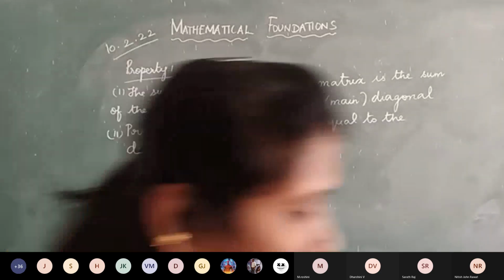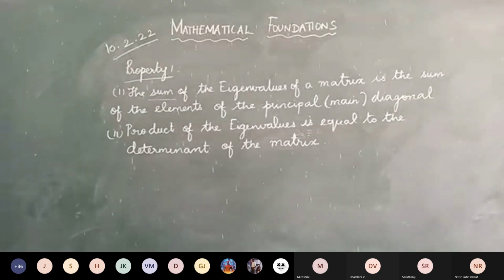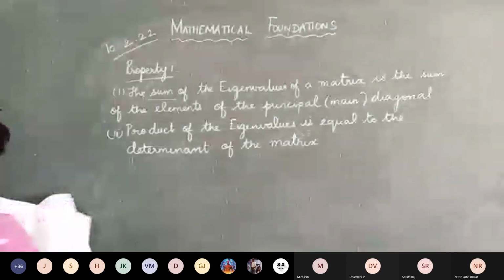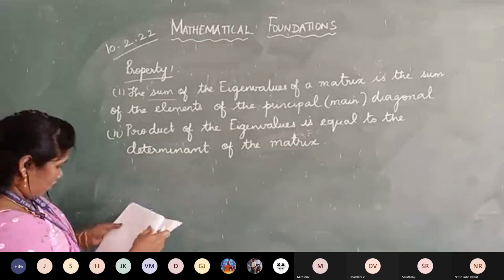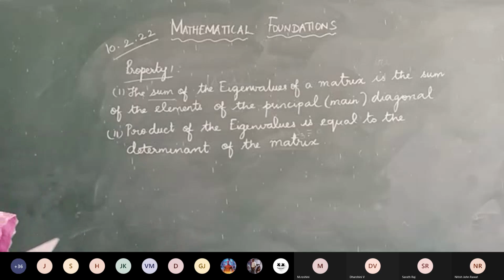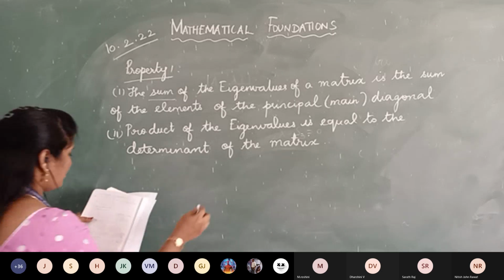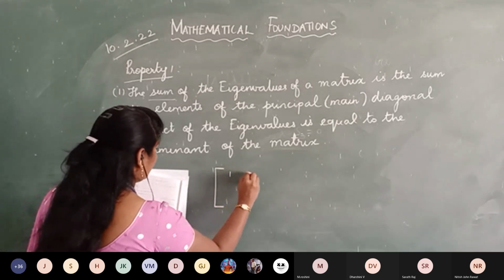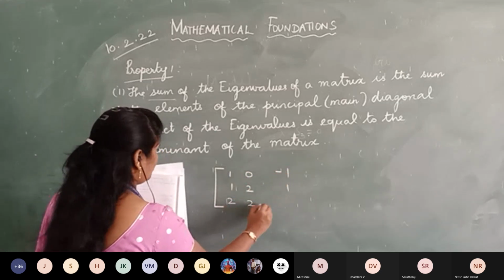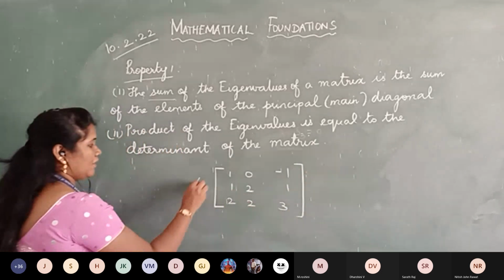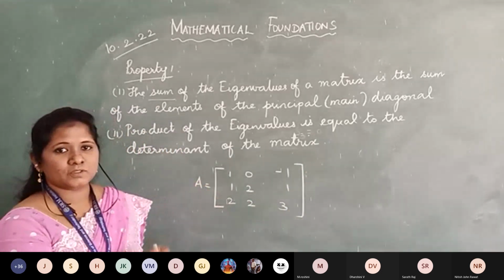So we will take the problems we have done already. I will take one problem. We have done a problem where we got the values for this lambda. We'll take the first problem which we took, that is 1, 0, minus 1, 1, 2, 1, 2, 2, 3. We had found out eigenvalues and eigenvectors for this problem.